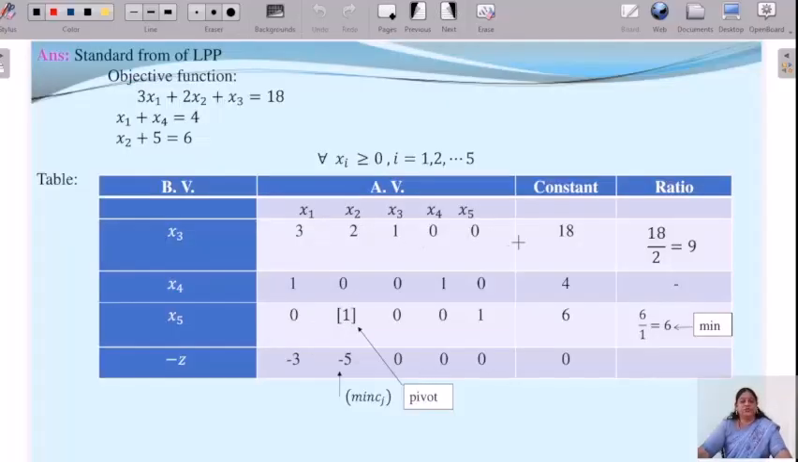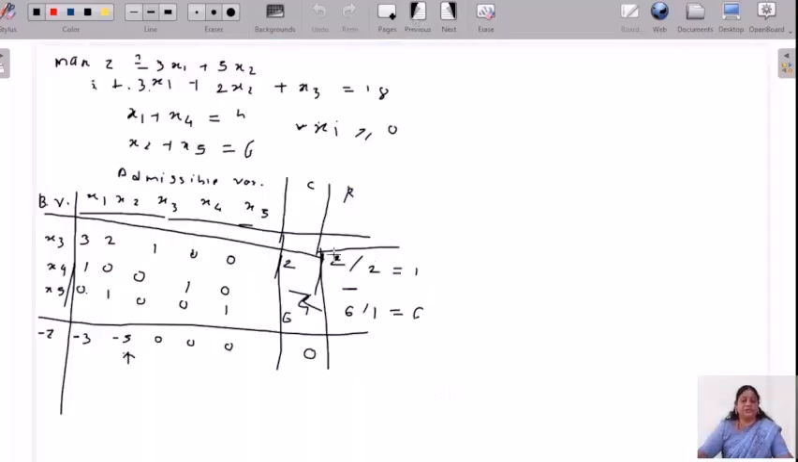3 2 1 0 0 1 0 0 1 0 0 1 0 0 1. Right hand side constants are 18, 4 and 6. I considered it as a 2 by mistake. It is 18. Sorry, it is 18. Therefore 18 upon 2 is 9, and the minimum ratio occurs here, 6.